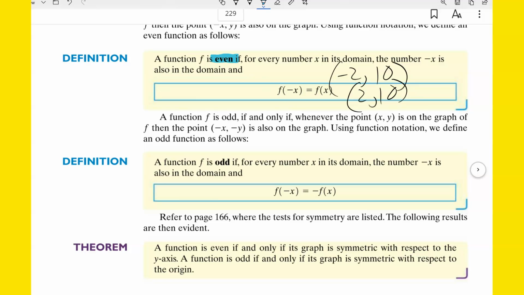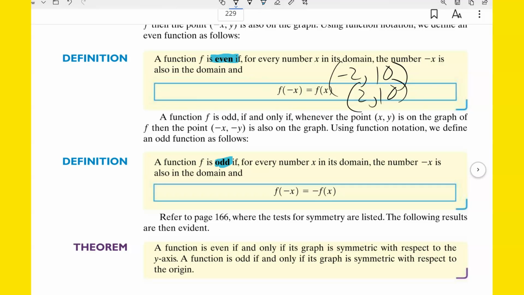A function is odd if and only if whenever the point x, y is on the graph, then the point -x, -y is also on the graph. Okay, so on the previous one, it would have been x, y, and -x, y. But this time it's x, y, -x, -y. So a function is odd if for every x in the domain, for every input, the number -x is also in the domain, and whenever you plug in x, if you plug in -x, you don't get the same thing, but you get exact opposites. So if you put in x, you'll get the opposite value than if you plug in -x.